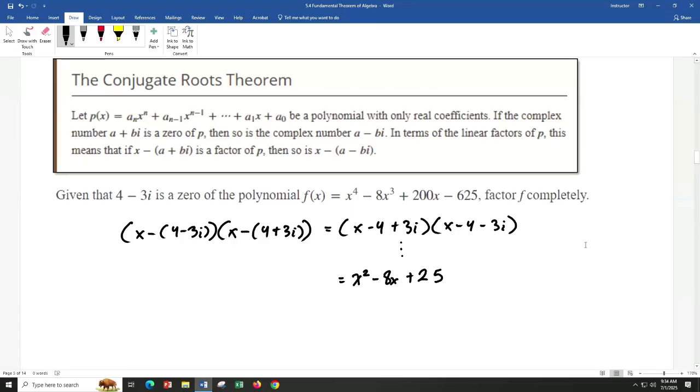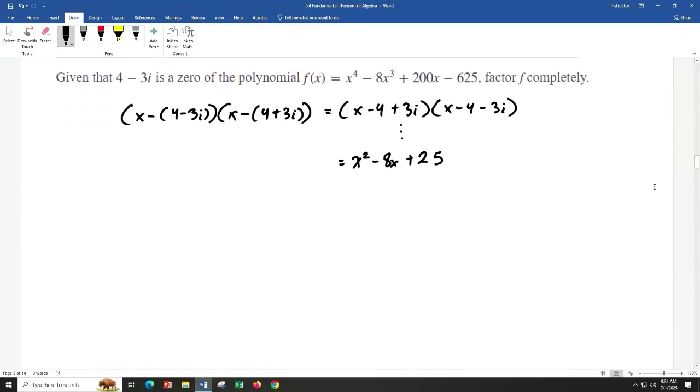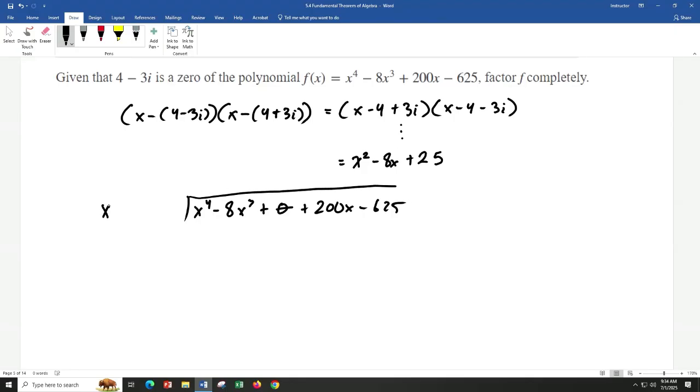So look what I'm going to do. Once again, I take the whole polynomial here. I've got x to the 4th minus 8x cubed. What do I have to do real fast? What are you going to see me do? Am I missing a power 2? Yes. What do I have to add there? 0. Add a 0 because I got to have that placeholder, don't I? And then I'm going to have to add that plus 200x minus 625. I'm dividing this whole thing here by x squared minus 8x plus 25.